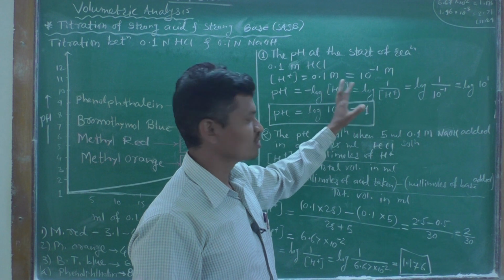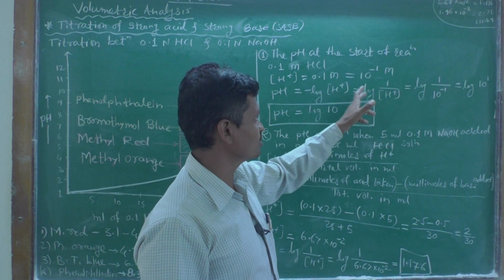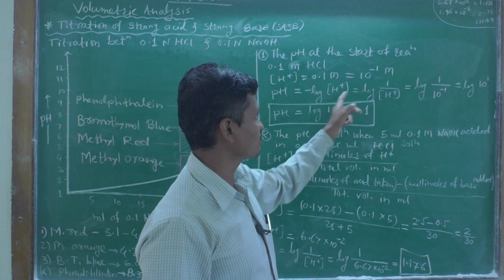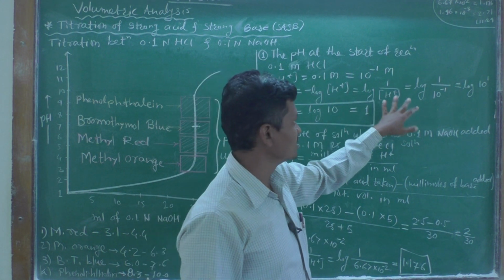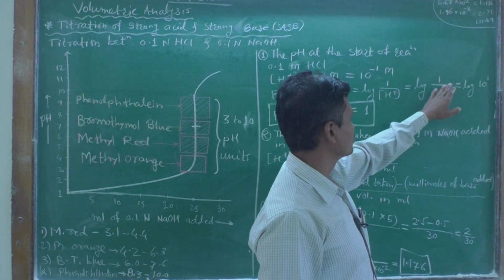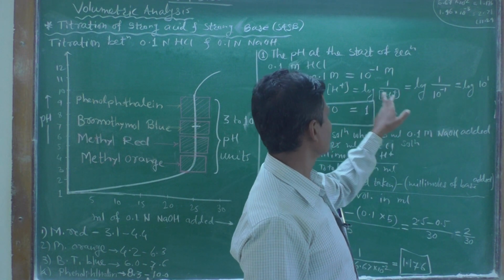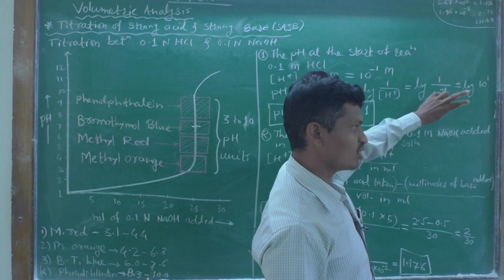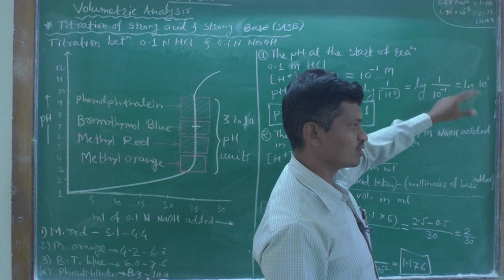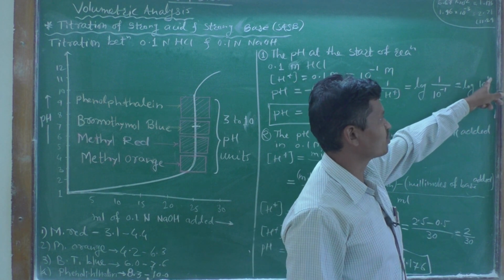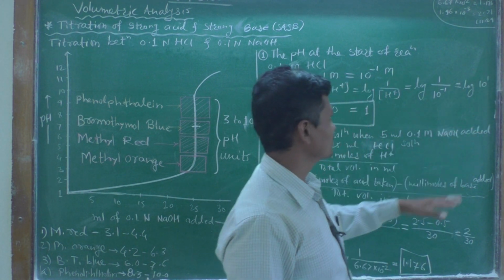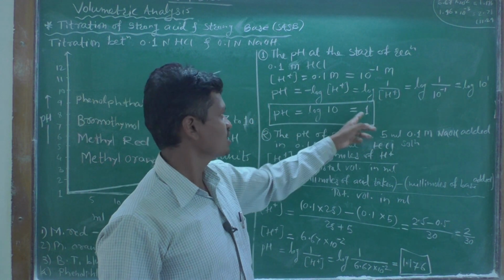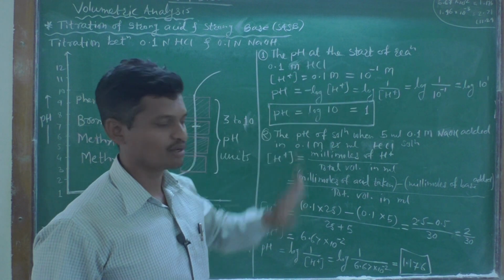Rearranging this equation, taking the reciprocal, the minus sign gets cancelled. So pH is equal to log of 1 upon H plus ion concentration, which is 1 upon 10 raised to minus 1. The reciprocal is 10 to power plus 1. Log of 10 to the base 10 is 1. So the pH at the start of reaction is 1.